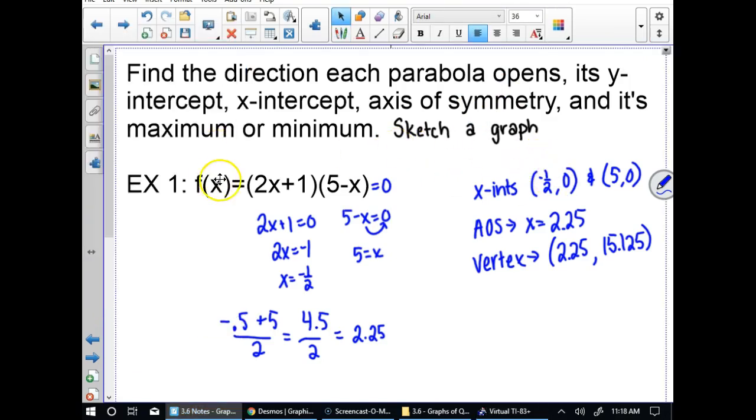So x-intercept, you set the y equal to 0. Axis of symmetry is halfway between your x-intercepts. The vertex, the x-coordinate is always your axis of symmetry. You plug that number into the equation to get your y.